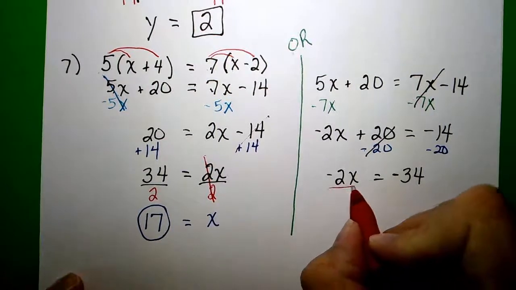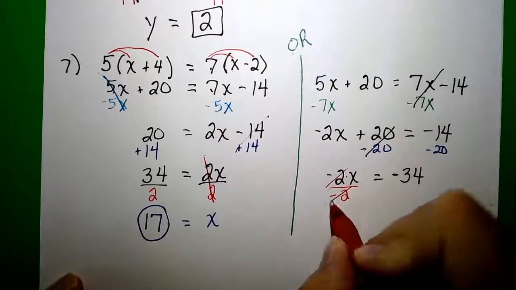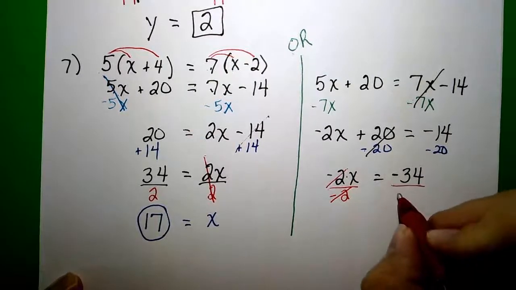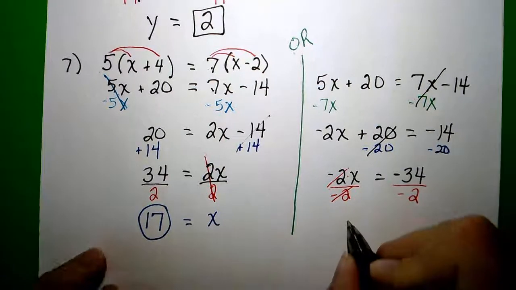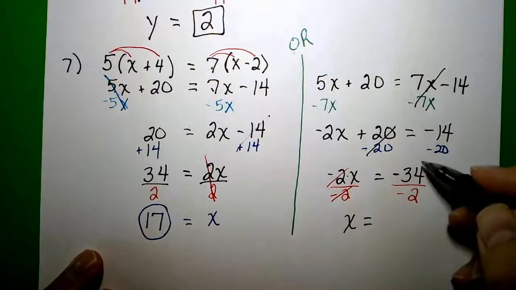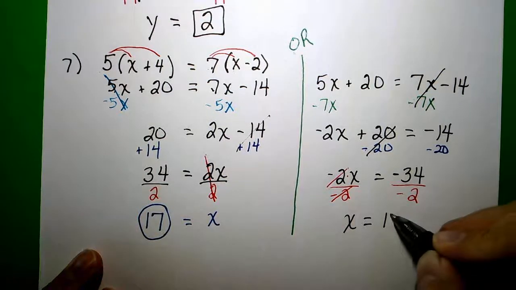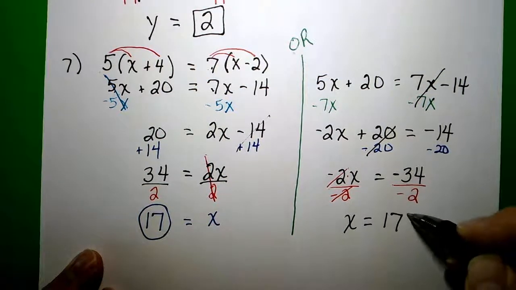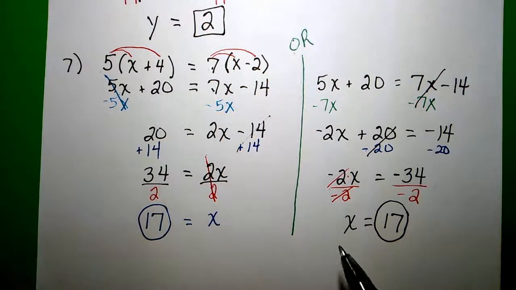Now divide both sides by negative 2. Negative 2 divided by negative 2 is positive 1. And are we still getting the same answer? Oh, absolutely. Negative divided by negative is positive. 34 divided by 2, 17. It's just a matter of over here the x is on the right and over here it's on the left. Okay. You follow what I did there?